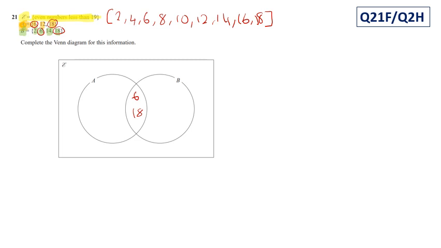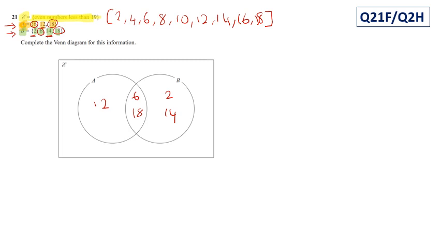And then we're going to write the rest of the numbers in each of these sets inside their respective circles. So in set A, we can see we've got 12 left. We're going to write 12 inside circle A, but not inside the overlap, as it doesn't appear in both lists. So 12 goes here. And likewise for set B, we've got 2 and 14 that need to go into circle B, but not in the overlap, as they don't appear in set A. So we're going to write 2 and 14 over here.